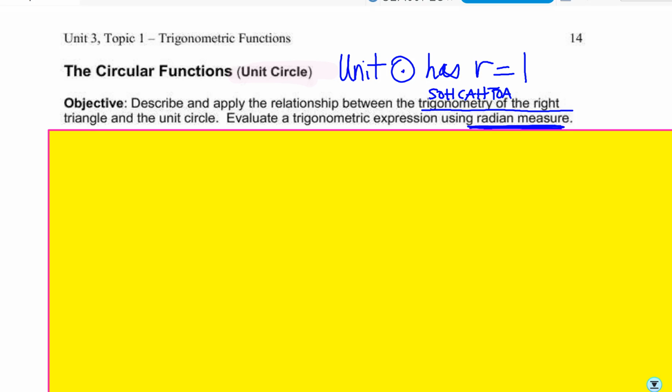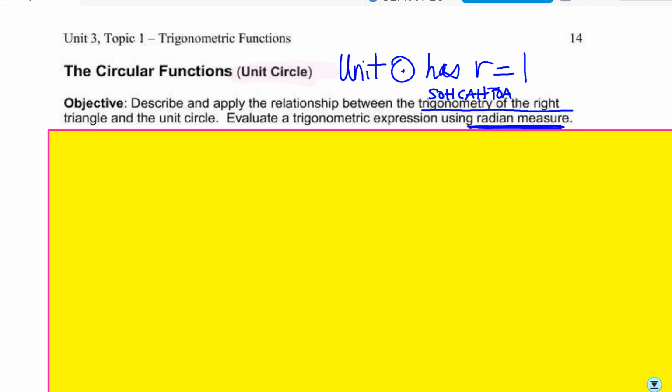On our next page, we're starting to study our circular functions or our unit circle. And the thing to remember with our unit circle is that the radius is always 1. And as we started to discuss on Wednesday and Thursday, we started talking about the triangle inside the circle.